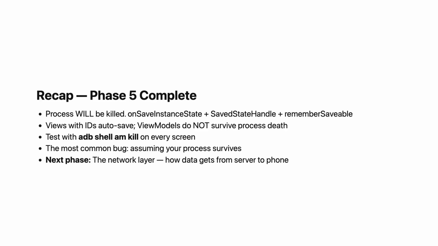This wraps up Phase 5 on Android runtime internals. You now understand how your app starts, how the main thread works, how views become pixels, what causes ANRs, and how process death affects everything. In the next phase, we will look beyond your app at the network layer and how data actually gets from a server to your phone.